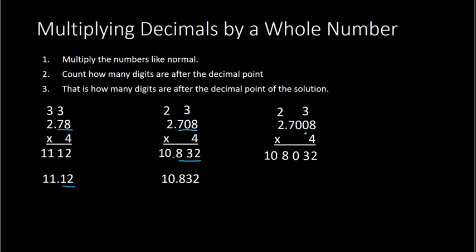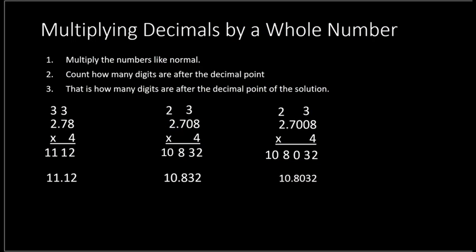Now the decimal point is going to be determined based off the number that I multiplied with. So right here, 2.7008, there are 4 numbers after the decimal point. So in my final answer, there should be 4 numbers after the decimal point as well. So that would put the decimal point right here after the 10. So our answer for this one should be 10.8032.